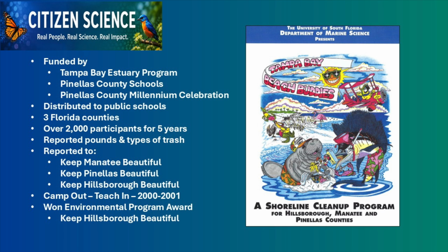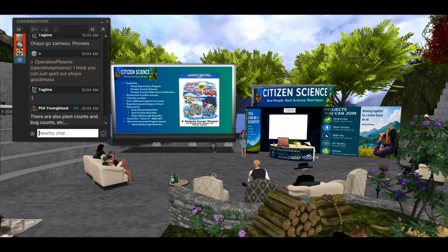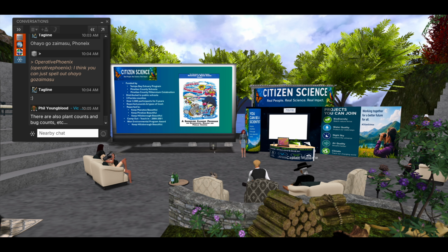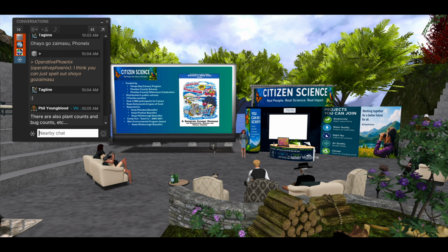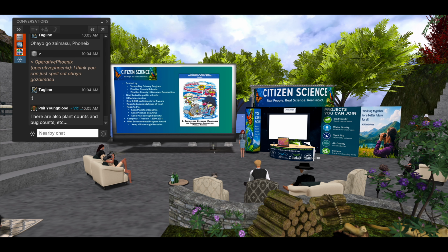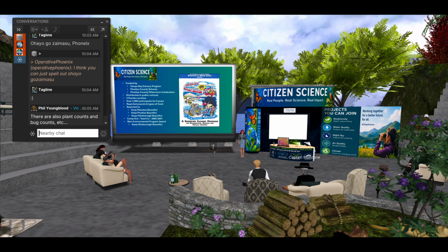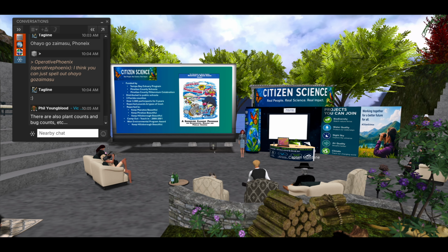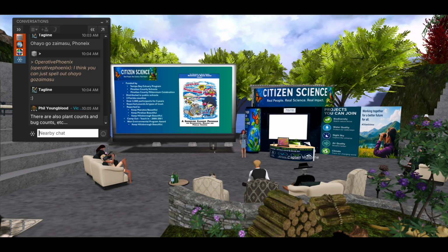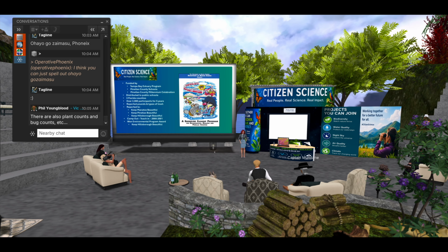The first one I created was the Tampa Bay Beach Buddies Shoreline Cleanup Program. This was funded by the Tampa Bay Estuary Program, Pinellas County Schools, Pinellas County Millennium Celebration, and distributed to public schools in 3 Florida counties. We had over 2,000 participants each year for about 5 years. They collected the trash along the shoreline. They recorded the pounds and the types of trash and turned that information into the Keep Beautiful organizations in the 3 counties in Florida.